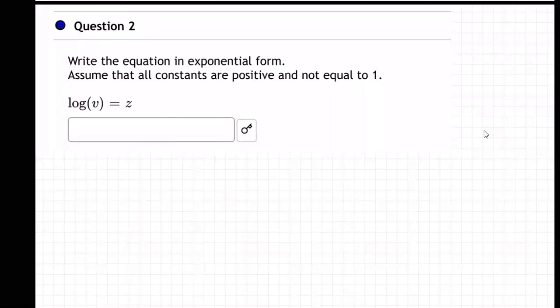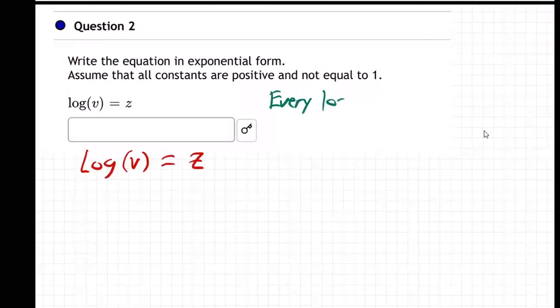Okay, so on this one, let me bring it down here. So this is log v equals z. Now, what's funny about this logarithm is there's really not a base. So let me write the following note to be helpful.